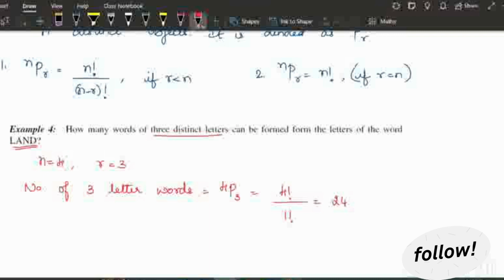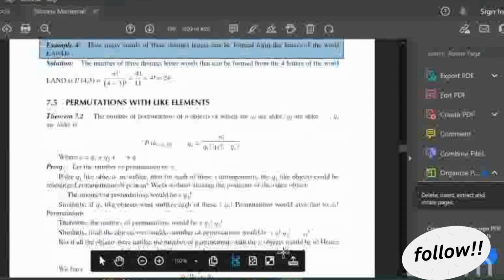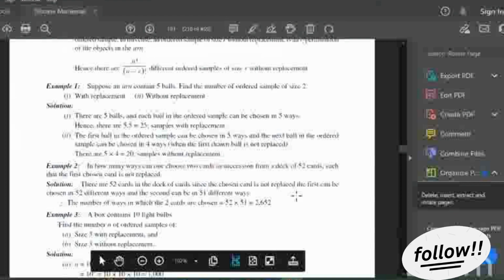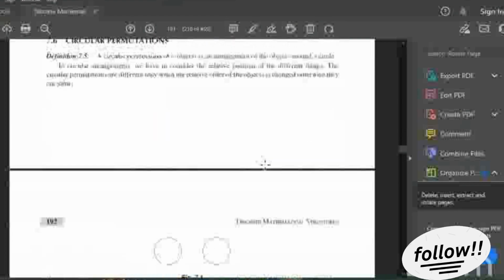Now let us solve a very simple question. You can't expect this simple type of questions. You will have slightly complicated ones. We will solve one after the other.